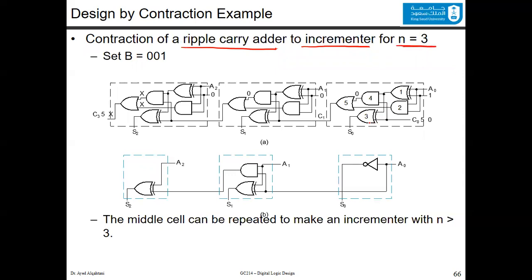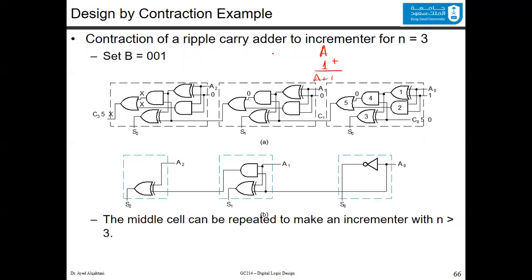So you have a 3-bit ripple adder. You have S0, S1, and S2, 3 bits. And you want to do a simple incrementer. Now, for the incrementer, the second operand would be 1. So if you have the first operand A and you want to increment it, you will add 1 to it to generate A plus 1.